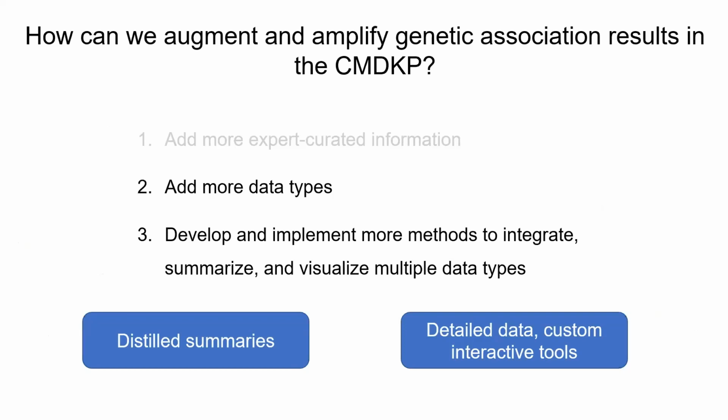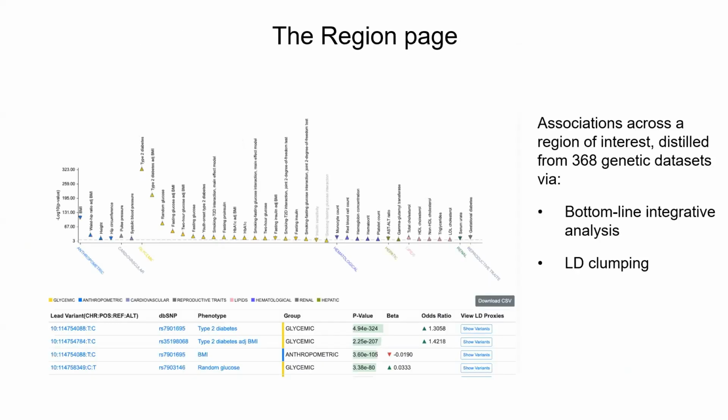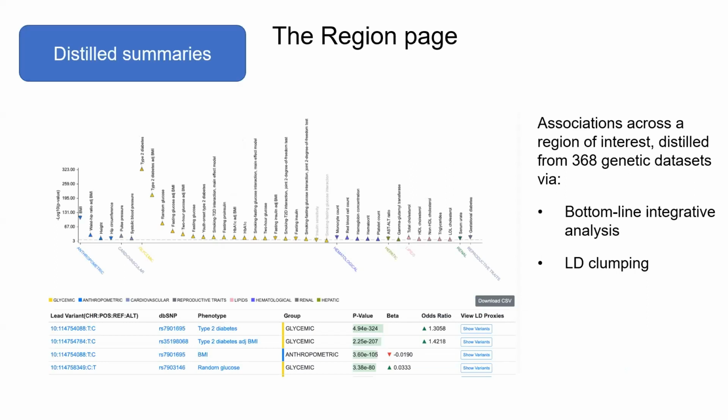But anyway, as I mentioned, we want to add both distilled summaries and more detailed data and interactive tools for the power users. So okay, this is another example of a distilled summary. Our region page, if you enter a gene name into the homepage of the portal and search it, you will go to our region page. This looks a little bit different because we've just modified this display, and this is going to be in our release, which is happening possibly today or very soon.